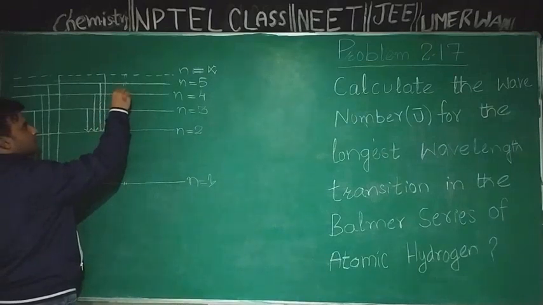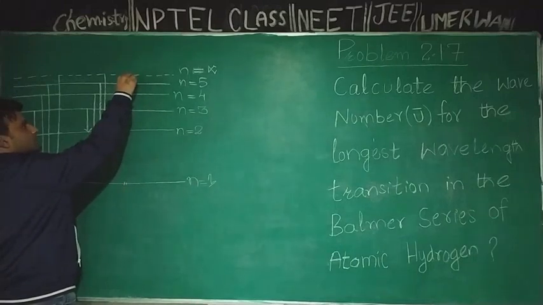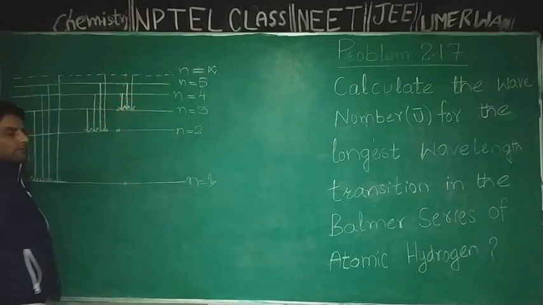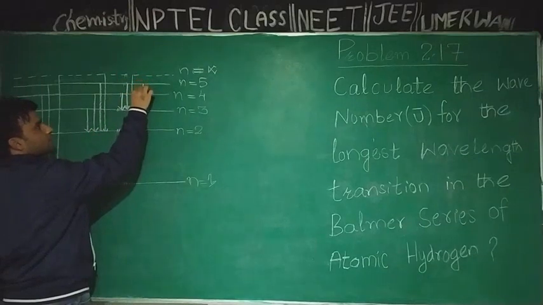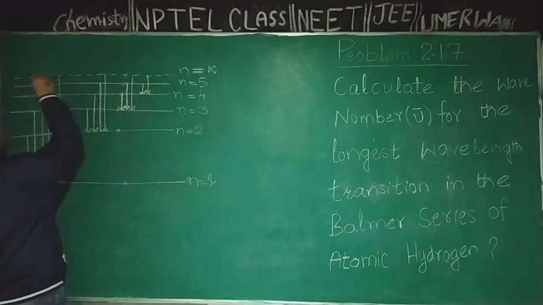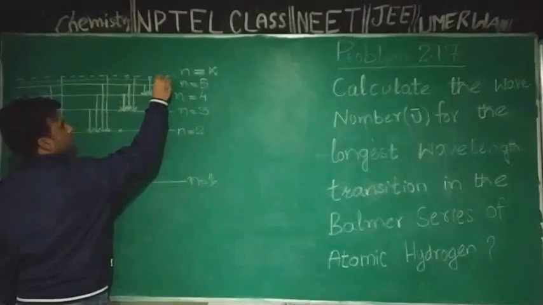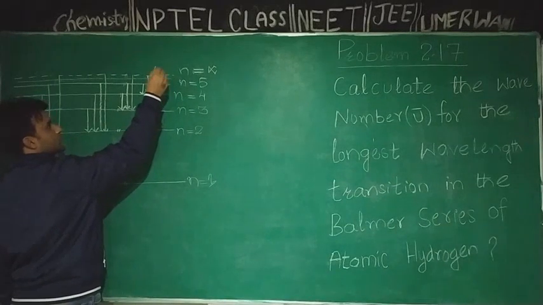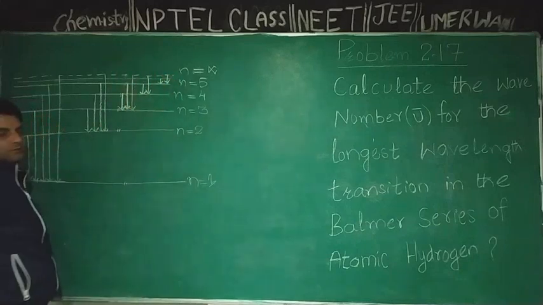Similarly, the electron can come from n is equal to 4 to n is equal to 3, n is equal to 5 to n is equal to 3, n is equal to infinity to n is equal to 3. This is one more series of lines. Similarly, the electron can come from n is equal to 5 to n is equal to 4, n is equal to infinity to n is equal to 4. At last, if I show one more line here, n is equal to 6, the electron can come from n is equal to 6 to n is equal to 5, n is equal to 7 to n is equal to 5, n is equal to 8 to n is equal to 5, n is equal to infinity to n is equal to 5.